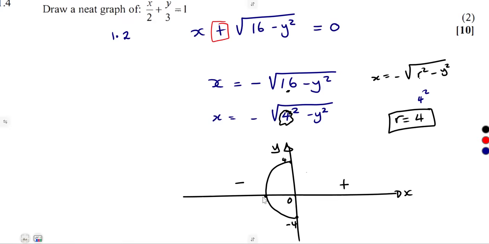Negative 4, as you are going down to the left, negative 4. So that was what we just needed on this semicircle. So we can write this final presentation, or you can write it the way it was written before: x plus the square root of 16 minus y squared is equal to 0. All right, just like that.